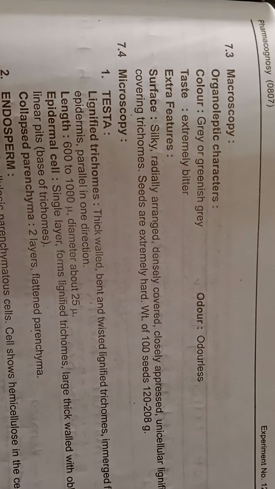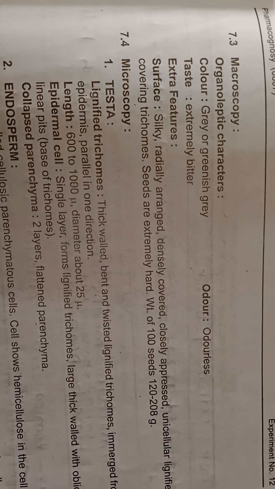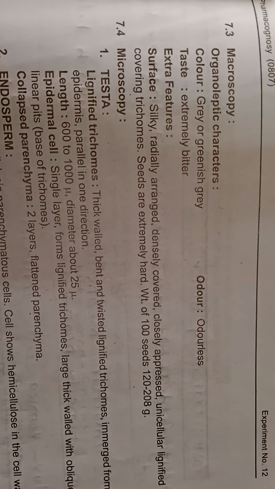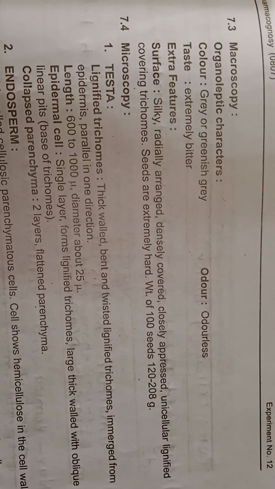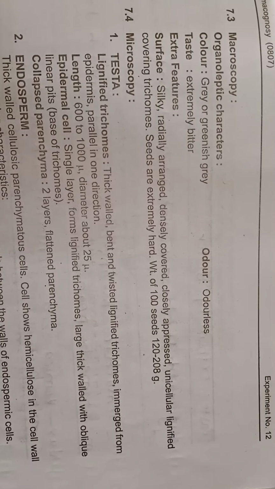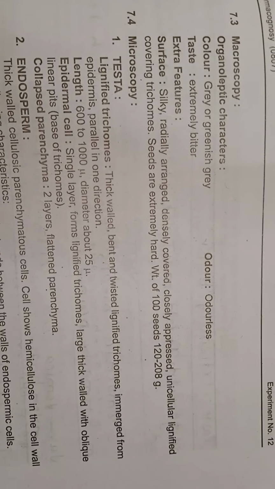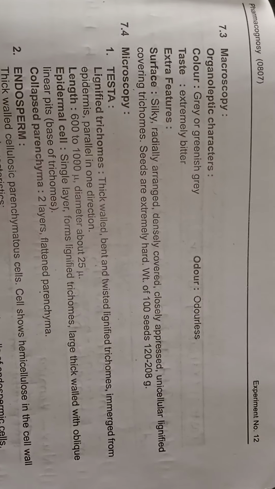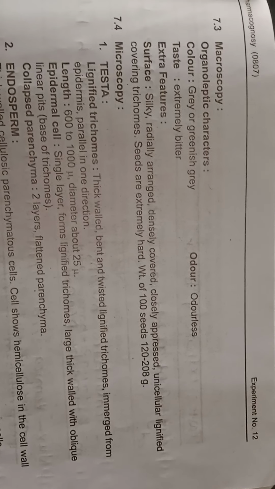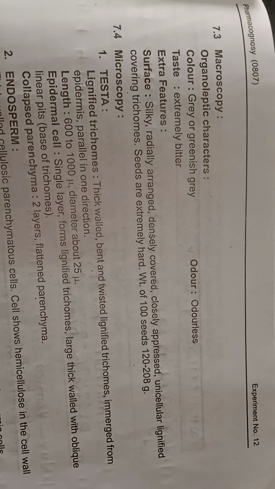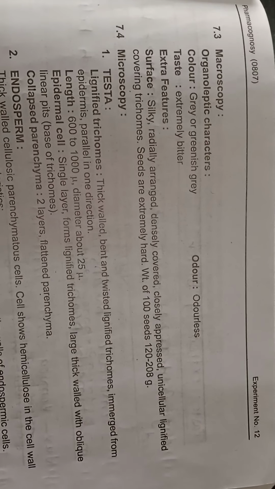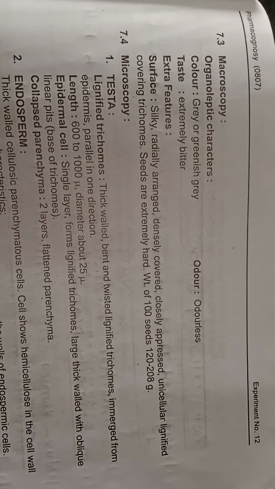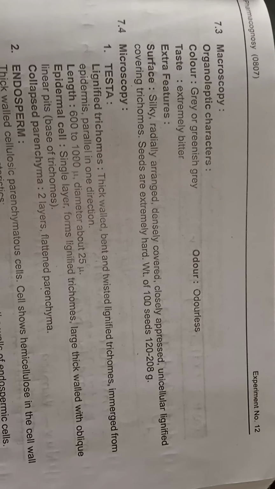Now here morphology or macroscopy is given. The color is grey or greenish grey, odor is odorless, taste is extremely bitter. Extra features: the surface of the seed is silky, and radially arranged, densely covered, closely appressed, unicellular lignified covering trichomes are present on the seed surface. Seeds are extremely hard and the weight of 100 seeds is about 120 to 208 gram.